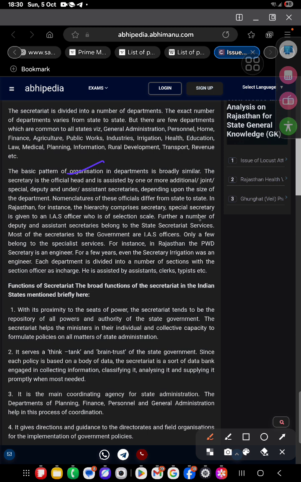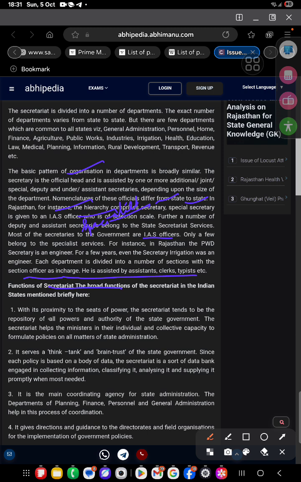In Rajasthan, the hierarchy comprises the secretary and special secretary, who are IAS officers. Further, a number of deputy and assistant secretaries are also there. Most secretaries to the government are IAS officers. Only a few belong to the specialist services. For instance, in Rajasthan, the PWD Secretary is an engineer. For a few years, the Secretary of Irrigation was an engineer. Each department is divided into a number of sections, and section officers are also there.